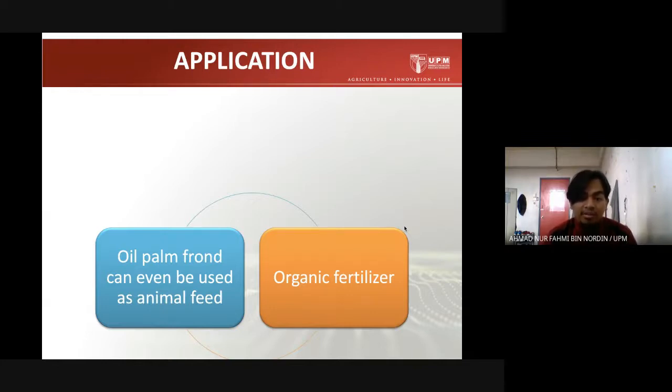The next application is organic fertilizer. This compost is usually used by farmers on their farm because it can increase the yield. Then the weight or mass of the bunch increases significantly. The bunch looks larger and heavier. Lastly, compost fertilizer made using palm frond can be sold at a price of 5 ringgit per kg. It will increase the income of farmers. Okay, next slide.